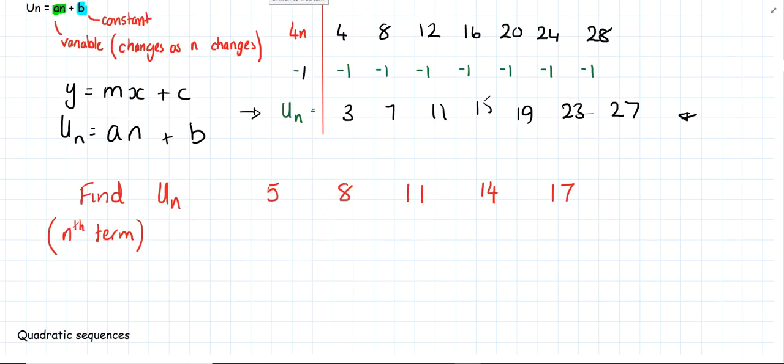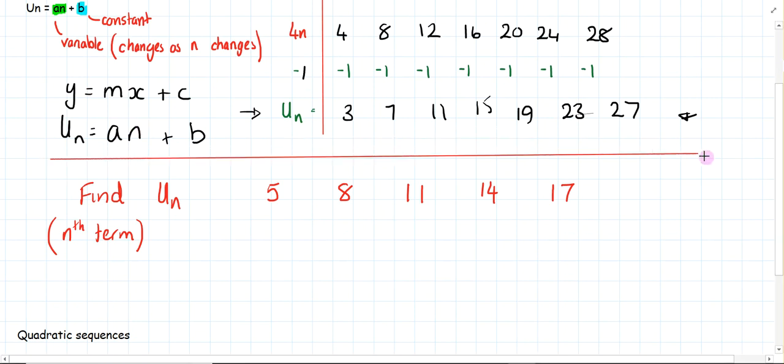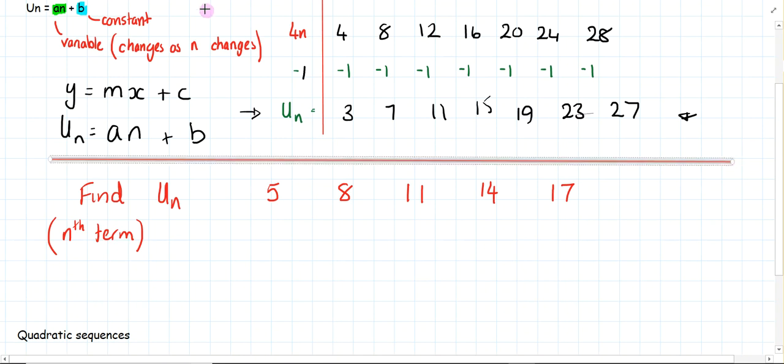Okay, so I've written another sequence. I'm pretty sure you'll be able to tell me what the rule is anyway, but I want to go through the method. I don't want the answer, I want to go through the method because we're going to use the method for a quadratic. So this is doing it on one that we know how to do. Hopefully it'll make it easy.